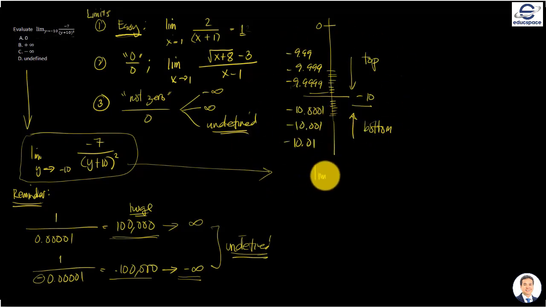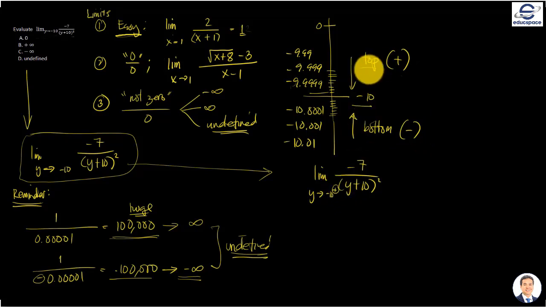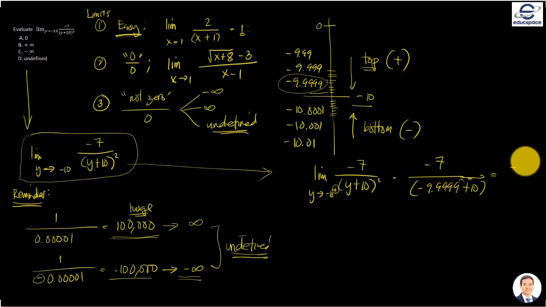That is, again, the limit of -7 over (y plus 10) squared. If my y is approaching -10 from the top side, so let's take this as the top side, and here the bottom side. So the positive plus sign means approaching the limit from the top. This means that if I substitute any value in here, let's say -9.9999, what will happen? So -9.9999 plus 10. Still we have -7 here. We keep it, not 0.